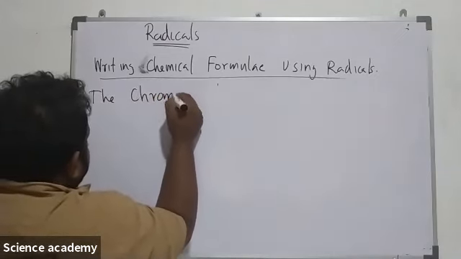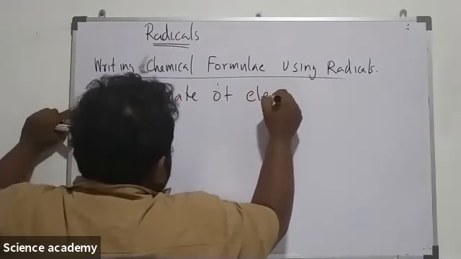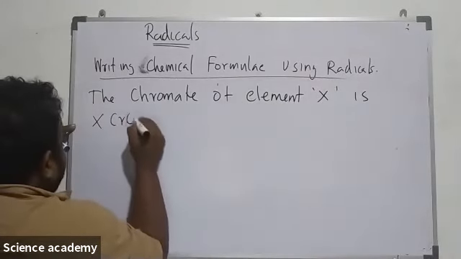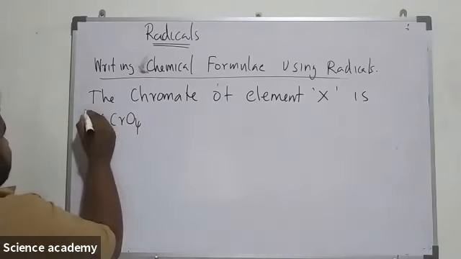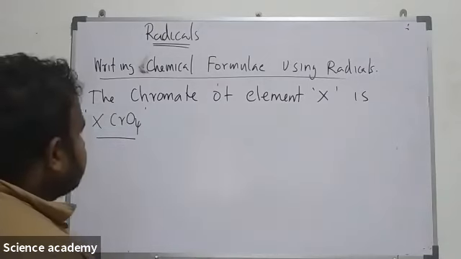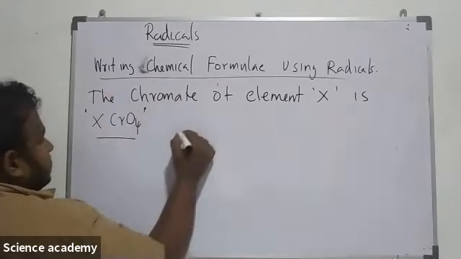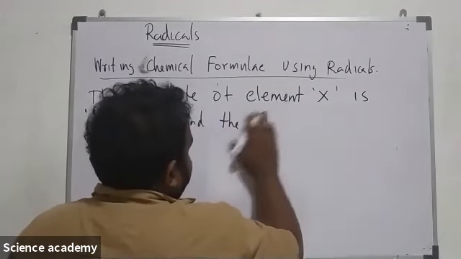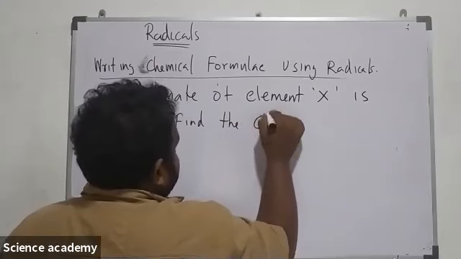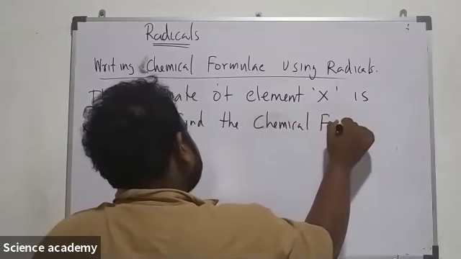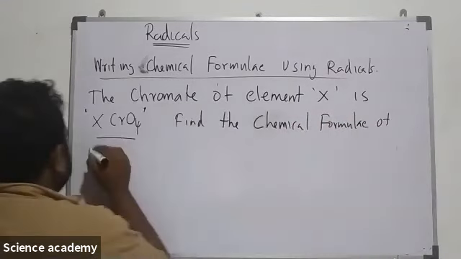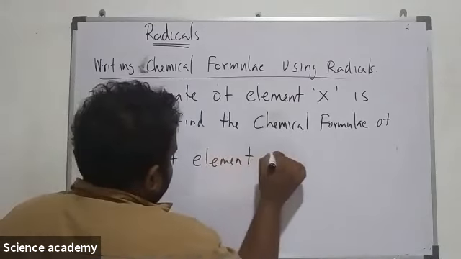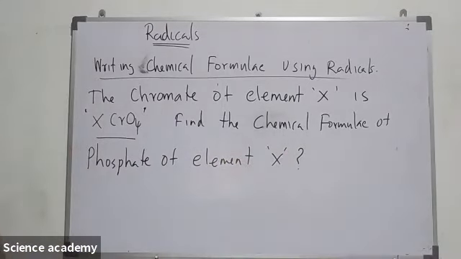The chromate of element X is XCrO4. Find the chemical formula of the phosphate of element X.